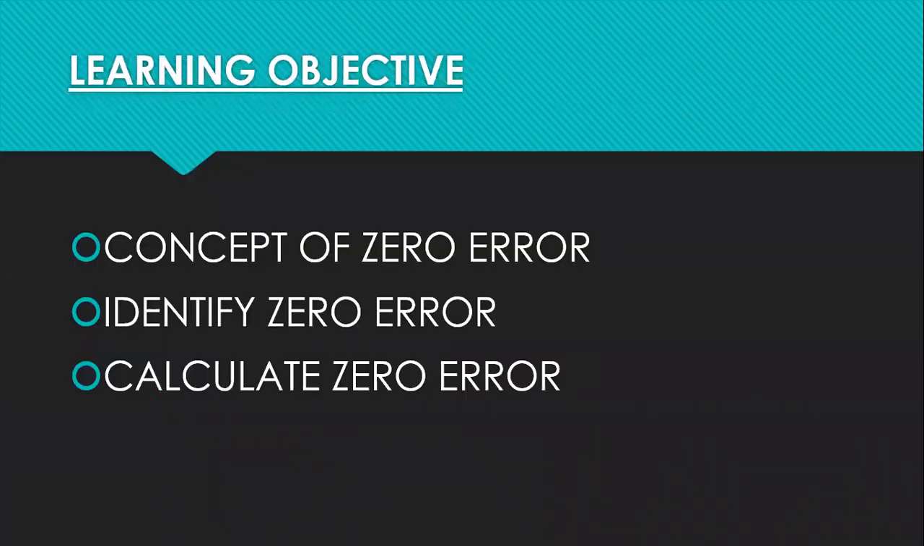Today we will only discuss zero error, develop the concept, and know how to identify it in case of vernier caliper and screw gauge. After identifying it, we should know how to calculate it and then to apply correction to the final reading.